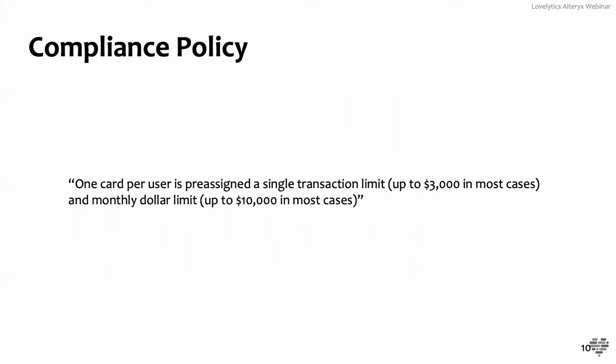All right, auditing in general is done by a company to gauge the overall risks in its compliance policy or to determine whether the company's employees are following certain internal guidelines. So every company generally has a set of rules that fall under this compliance policy. And for today, here is a quick imaginary compliance policy, which says that one card per user is pre-assigned because this is credit card transaction data. One card per user is pre-assigned a single transaction limit of up to $3,000 or a total monthly dollar limit of $10,000 in most cases.